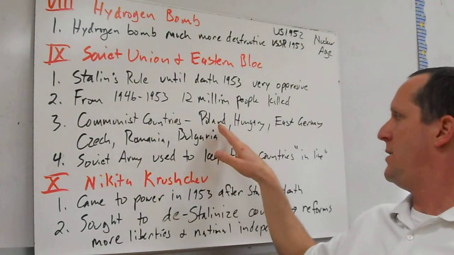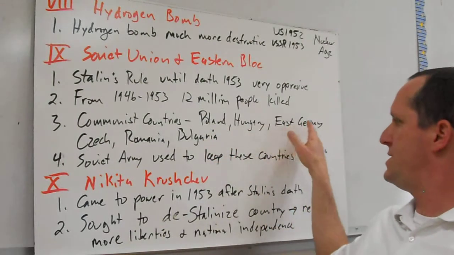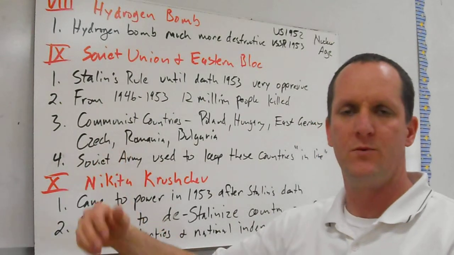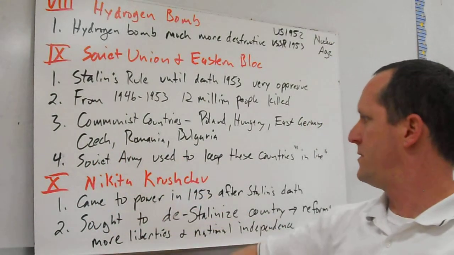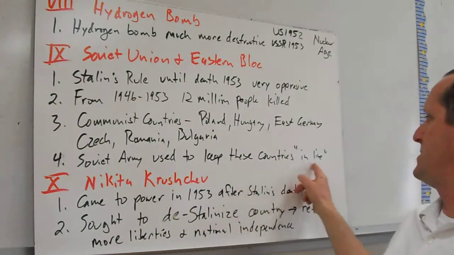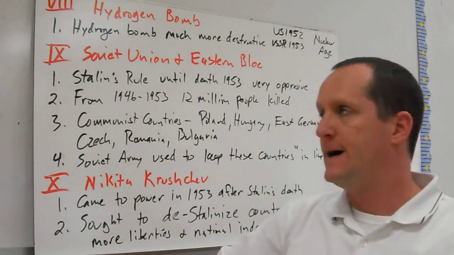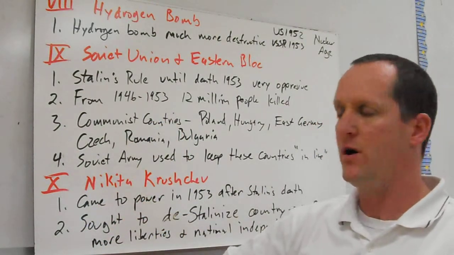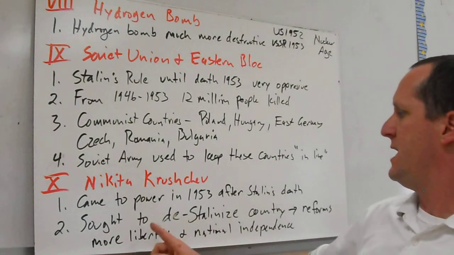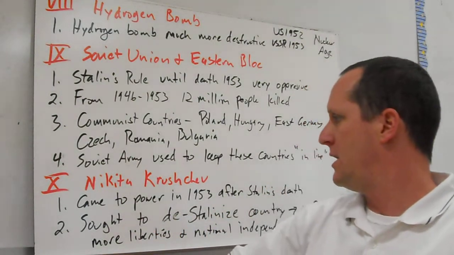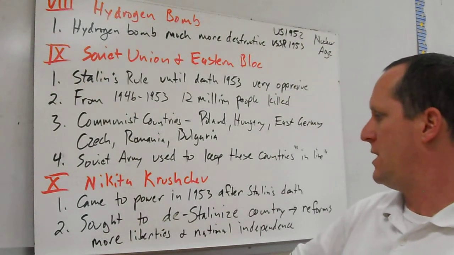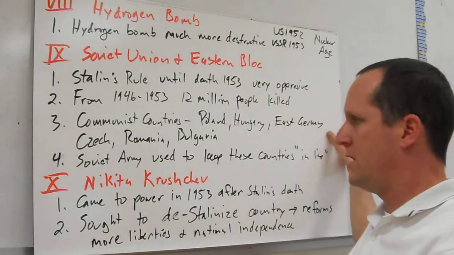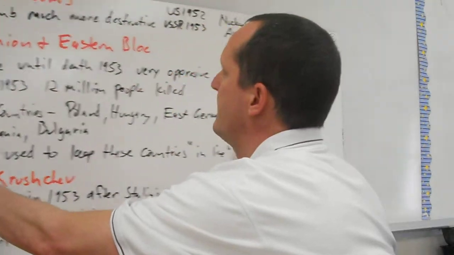Communist countries in Eastern Europe, Poland, Hungary, East Germany, Czechoslovakia, Romania, Bulgaria, are some of them. Now, there were some uprisings, and when things like that took place, the Soviet army was used to keep these countries in line or in check. After Stalin died, Nikita Khrushchev came to power in '53. He sought to de-Stalinize the country, with reforms.